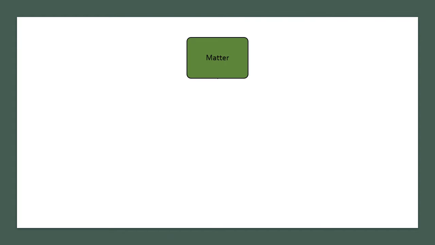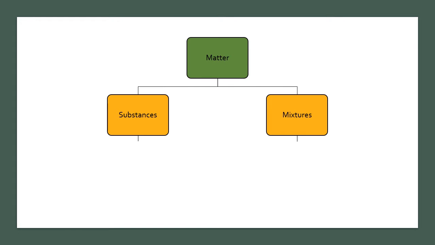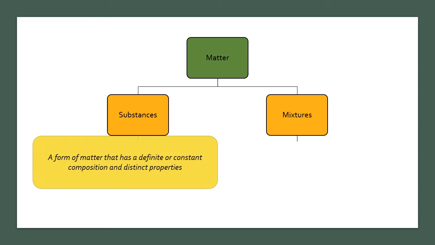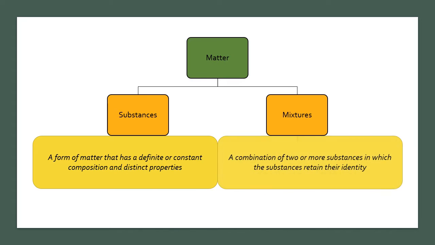The classification of matter. First, matter can be broken down into substances and mixtures. A substance is a form of matter that has a finite or constant composition and distinct properties. A mixture is a combination of two or more substances in which the substances retain their identity.